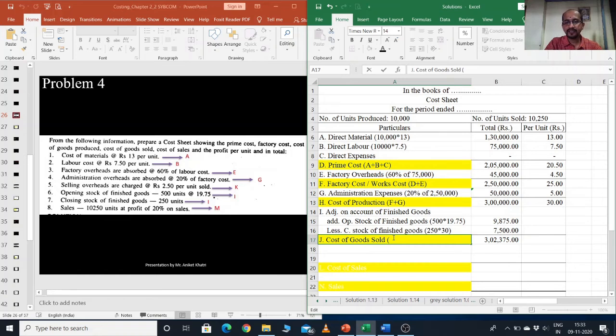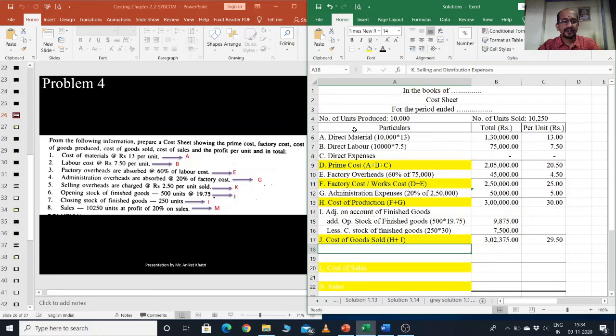How have you arrived at this? You just added the H amount and the I amount. Actually we have a minus over here, right? Minus sign is there, but for writing purposes we just have to write H plus I. Now to arrive at this particular per unit cost, you need to divide this cost by the number of units sold. The number of units sold is 10,250. So just divide it and this will be 29.50, your per unit cost.